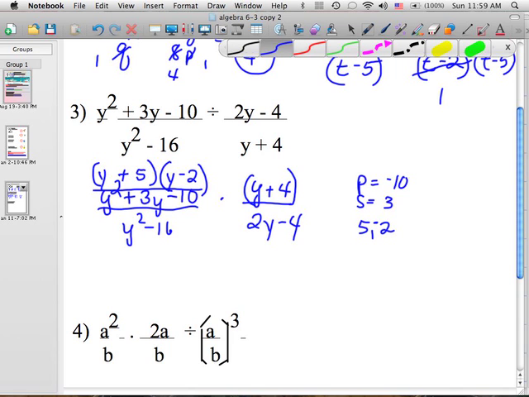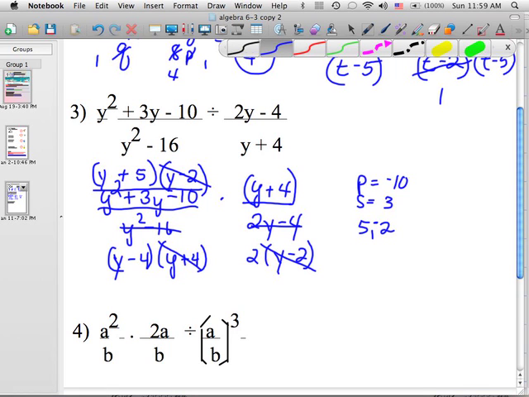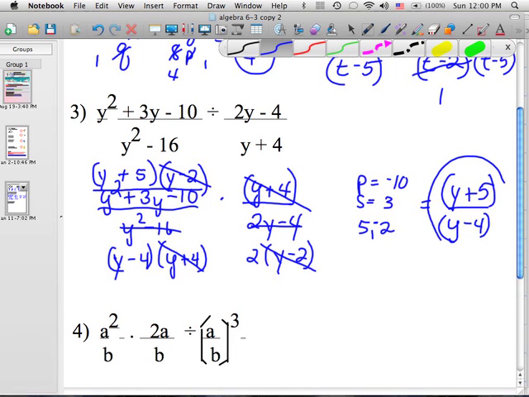Y squared minus 16 is the difference of two squares, so we can factor it as y minus 4, taking the square roots, and y plus 4. And that's done. 2y minus 4, we can take out a greatest common factor of 2, leaving y minus 2. Now, checking our factors, we can cancel out a y minus 2 and a y minus 2, a y plus 4 and a y plus 4. So that leaves us the y plus 5 on top, and the y minus 4 on the bottom. And those are factors, and we can't cancel them any further, so that's our answer.